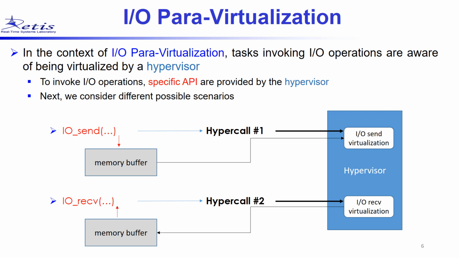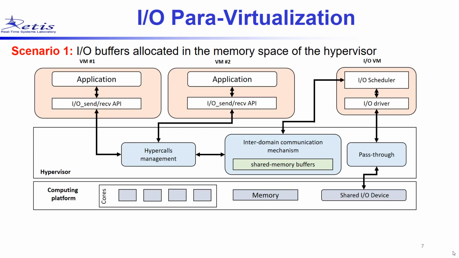In I/O para-virtualization, tasks invoking I/O operations are aware of being virtualized by a hypervisor. And to invoke I/O operations, they call a specific API provided by the hypervisor. For example, you can see here these I/O send and I/O receive functions. Next, we consider two different scenarios.